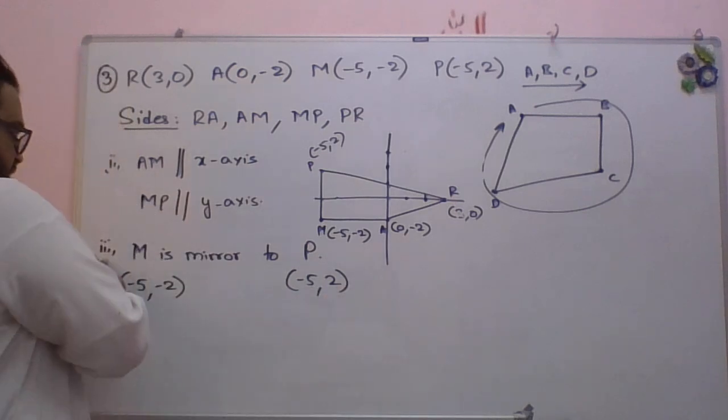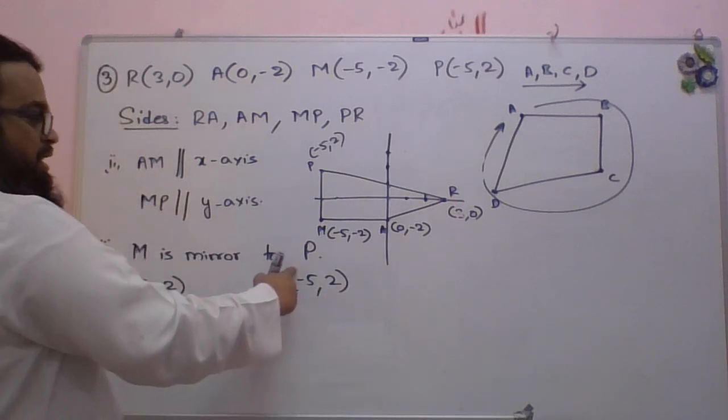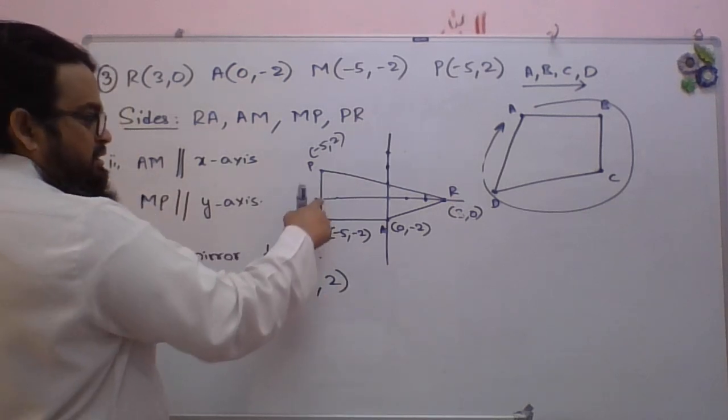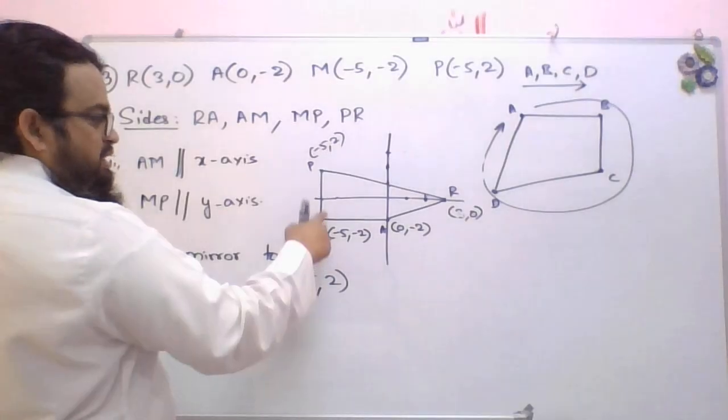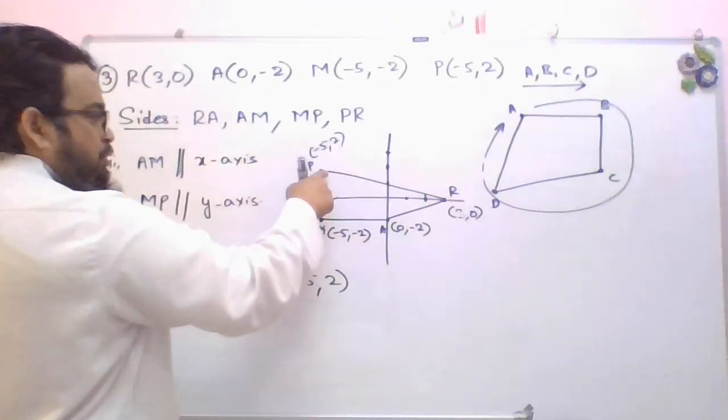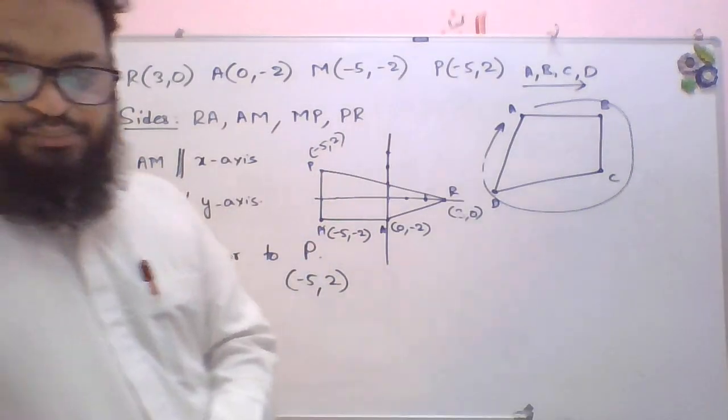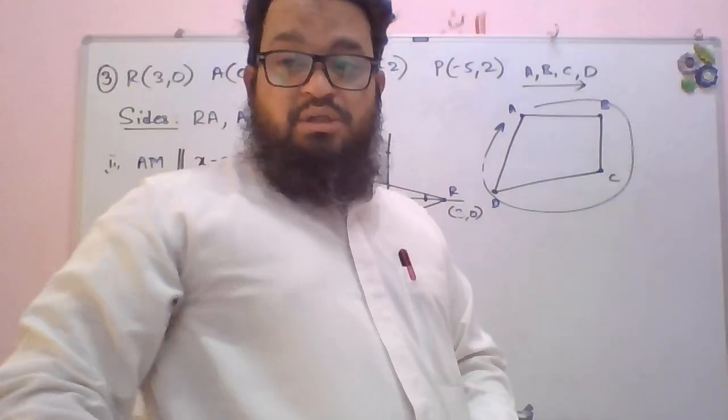And the third one, M is mirror to P. See, it is having 2 units distance below the x-axis and above the x-axis. So it is a mirror image. I hope you understood the question.